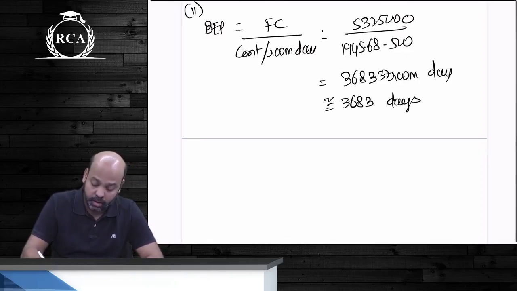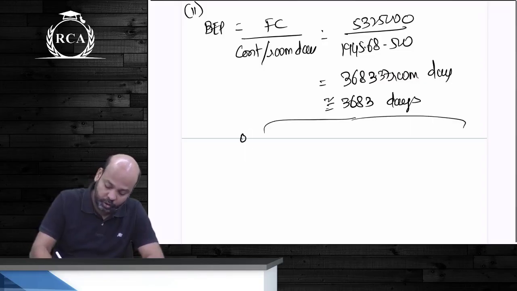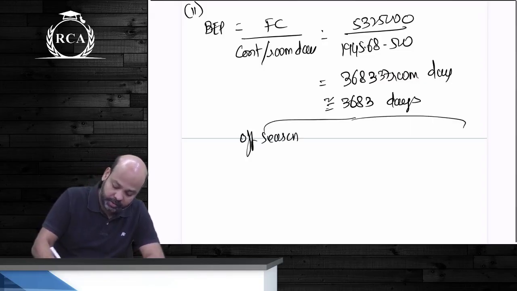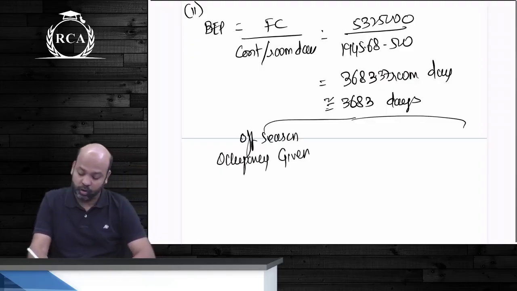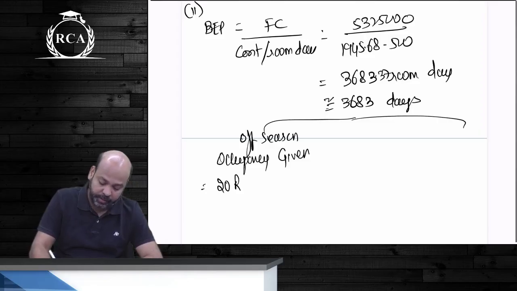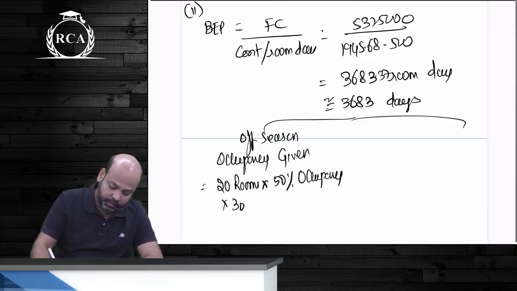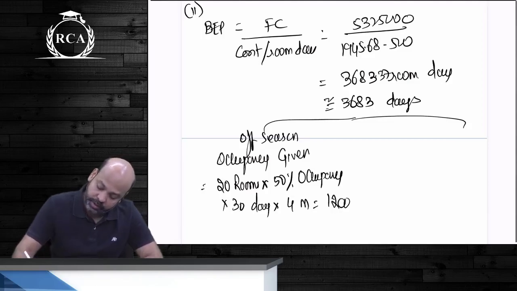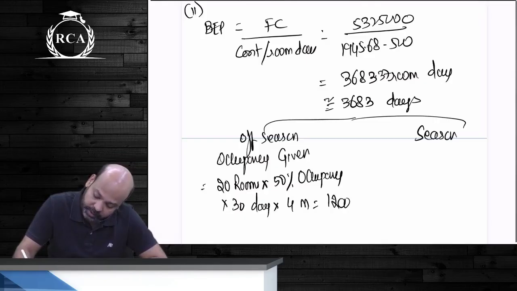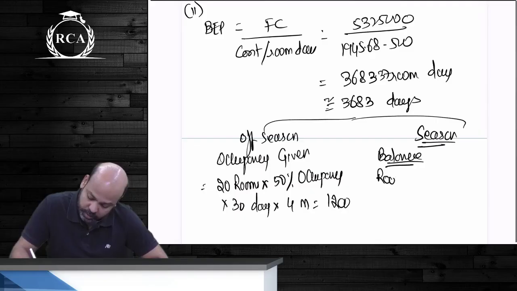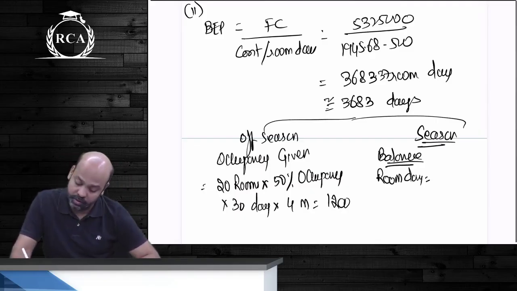Okay? Out of this 3683, guys, off season occupancy is already given, beta. Occupancy given, and this occupancy as such, beta, is 20 rooms multiplied by what is the occupancy? 50% occupancy, guys, multiplied by 30 days into 4 months. How many room days is this, beta? 1200. So, guys, during season as such, beta, how many balance room days should there be? The balance number of room days should be 2483.